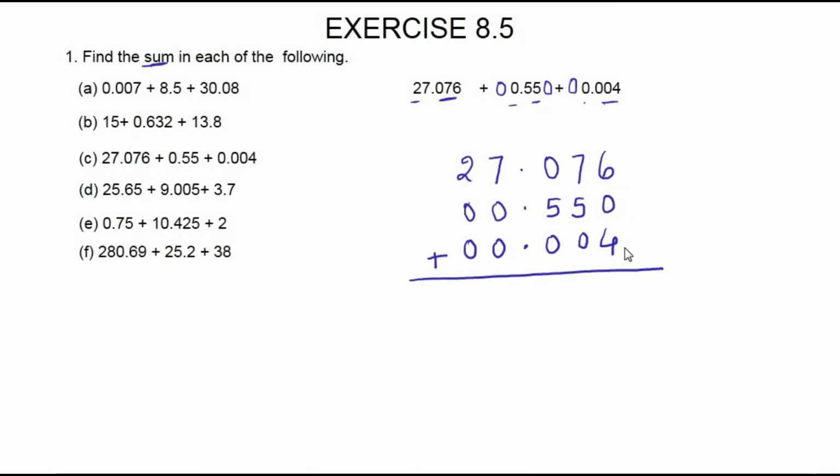Here 6 plus 4 is 10, 1 carry. 1 plus 7 is 8, 8 plus 5 is 13, 3 here, 1 carry. 1 plus 5, that is 6, then the decimal point, here 7, here 2. So the answer of the third question is 27.630.